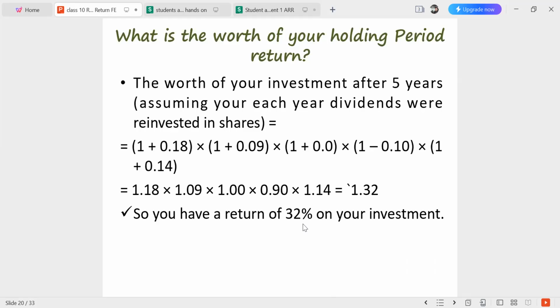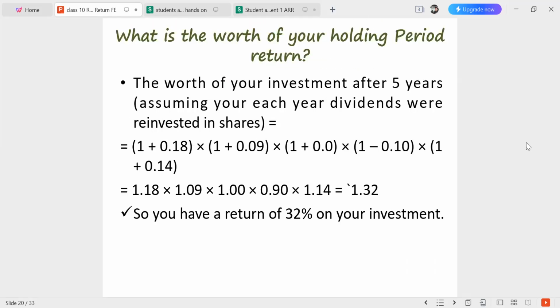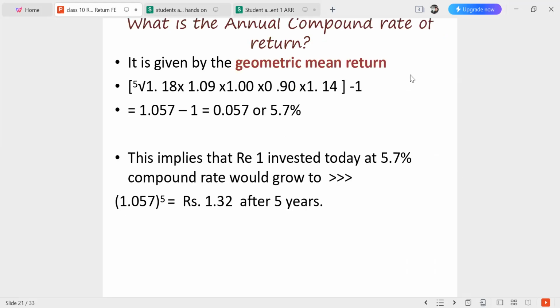Yes, ma'am. So in this case, what is the annual compound rate of return? If this is for 5 years, you have calculated 1.32. So annually, how much did you get? That is what we are going to calculate. That is given by the geometric mean return. And the geometric mean return will be the nth root of your return every year. Your return is 1.18, 1.09, 1, because third year you don't have any return. Then 0.90, 10% decline. Then 1.14, minus 1. So this is what is known as the geometric mean return.